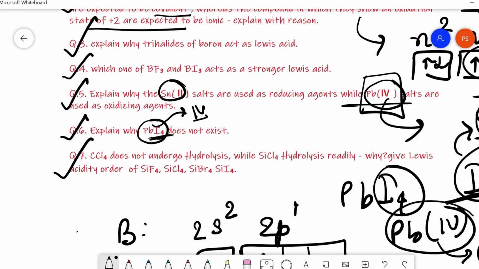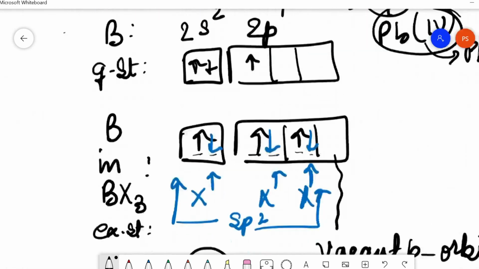The last question is: CCl4 does not undergo hydrolysis while SiCl4 hydrolyzes readily. Why? Along with it, there is another question. Let's go to that question later. Let's do the first question first. Now, to answer this question, we have to look at the hydrolysis reaction of SiCl4.